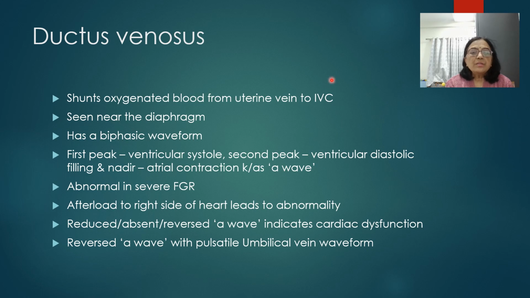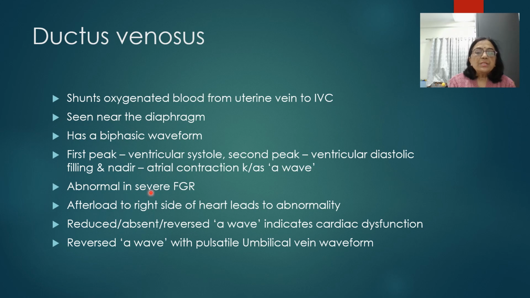Third vessel is the ductus venosus. It shunts oxygenated blood from the umbilical vein directly to the inferior vena cava rather than going to the liver. It is bypassing the liver. It is identified near the fetal diaphragm. It has a biphasic waveform. First peak indicates ventricular systole. Second peak indicates ventricular diastolic filling. And then there is a nadir, and this nadir is because of the atrial contraction. This nadir is called the A wave.